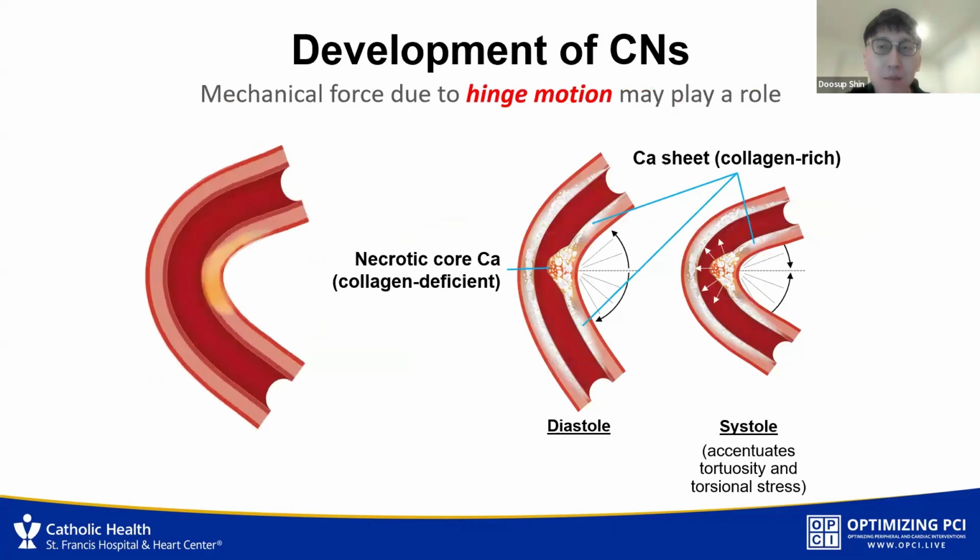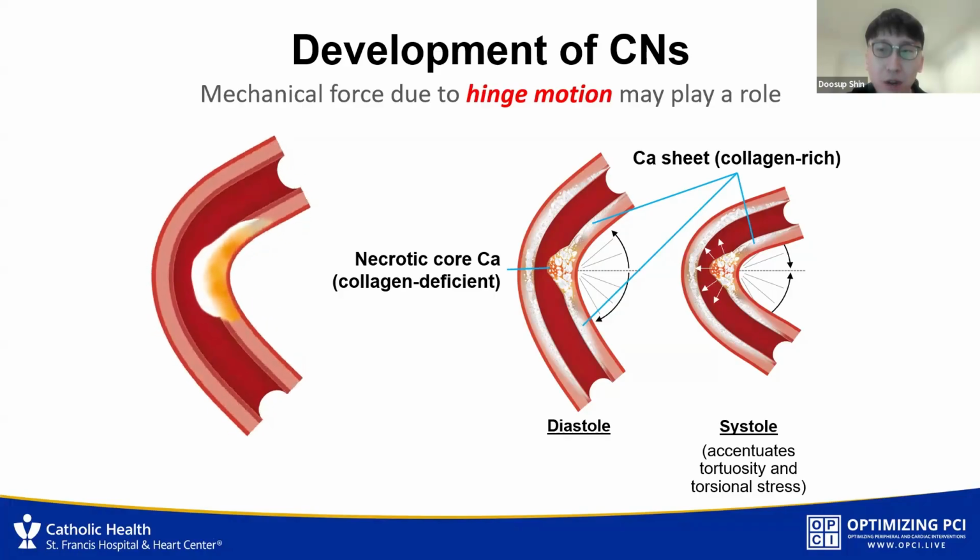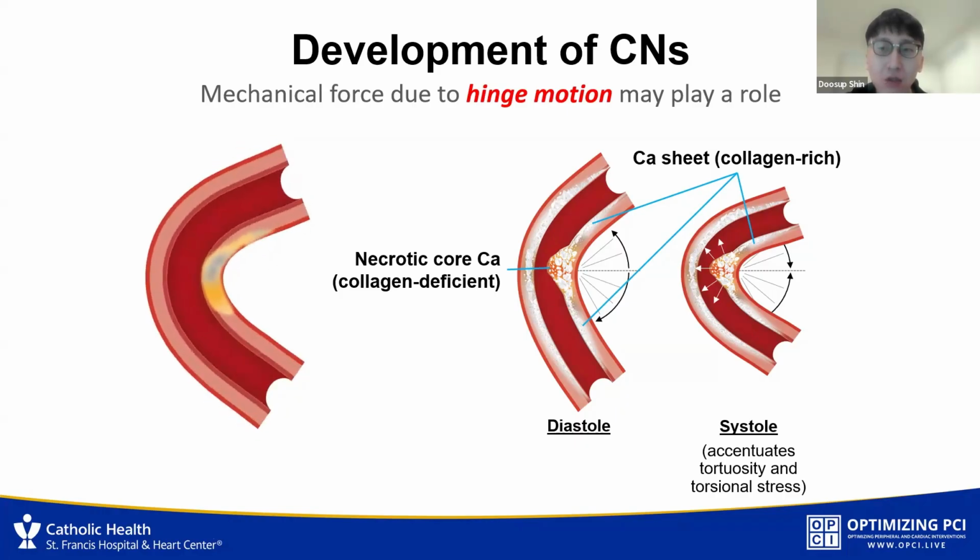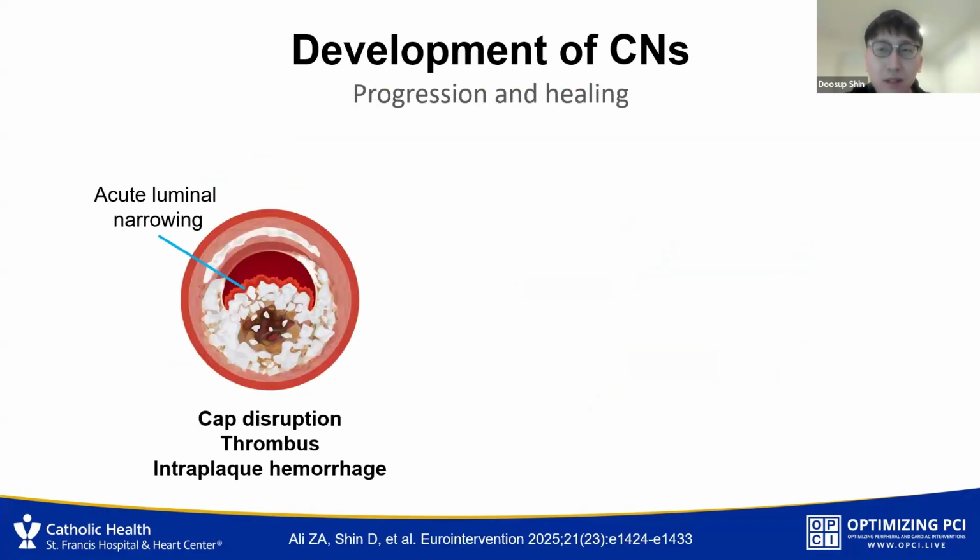And this is important because mechanical force from the hinge motion is believed to play a key role in the development of the calcified nodule. When the vessel undergoes hinge motion, the torsional stress concentrates on the fragile area of necrotic core calcification without collagen, leading to disruption of the fibrous cap and intraplaque capillaries, which in turn promotes the further progression of the nodule. These processes can lead to the rapid progression of the calcified nodule, causing acute luminal narrowing due to overlying thrombus formation or intraplaque hemorrhage, and eventually acute coronary syndrome.